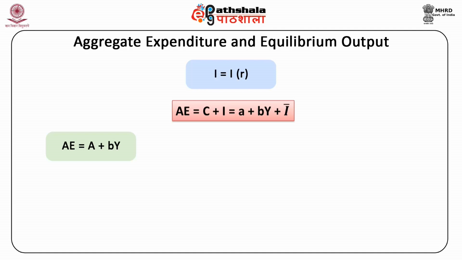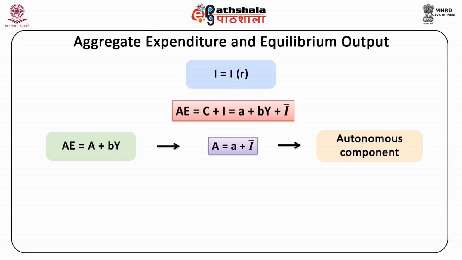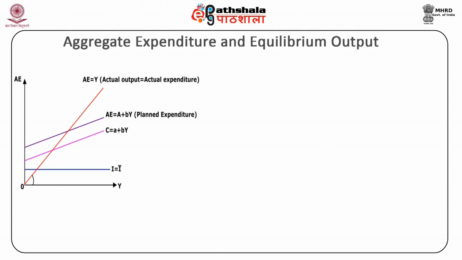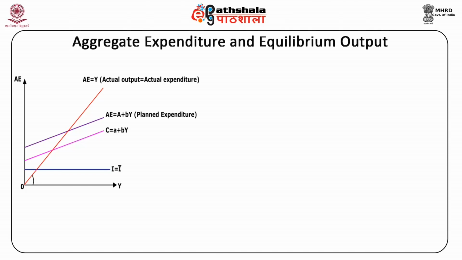So, aggregate demand is equal to A plus BY, where A is equal to small a plus I bar and is the autonomous component of aggregate expenditure, and BY is the induced component of aggregate demand, which changes due to the change in income levels. In the diagram, we take income on the x-axis and aggregate expenditure on the y-axis. The slope of the AE curve is the same as the consumption function.